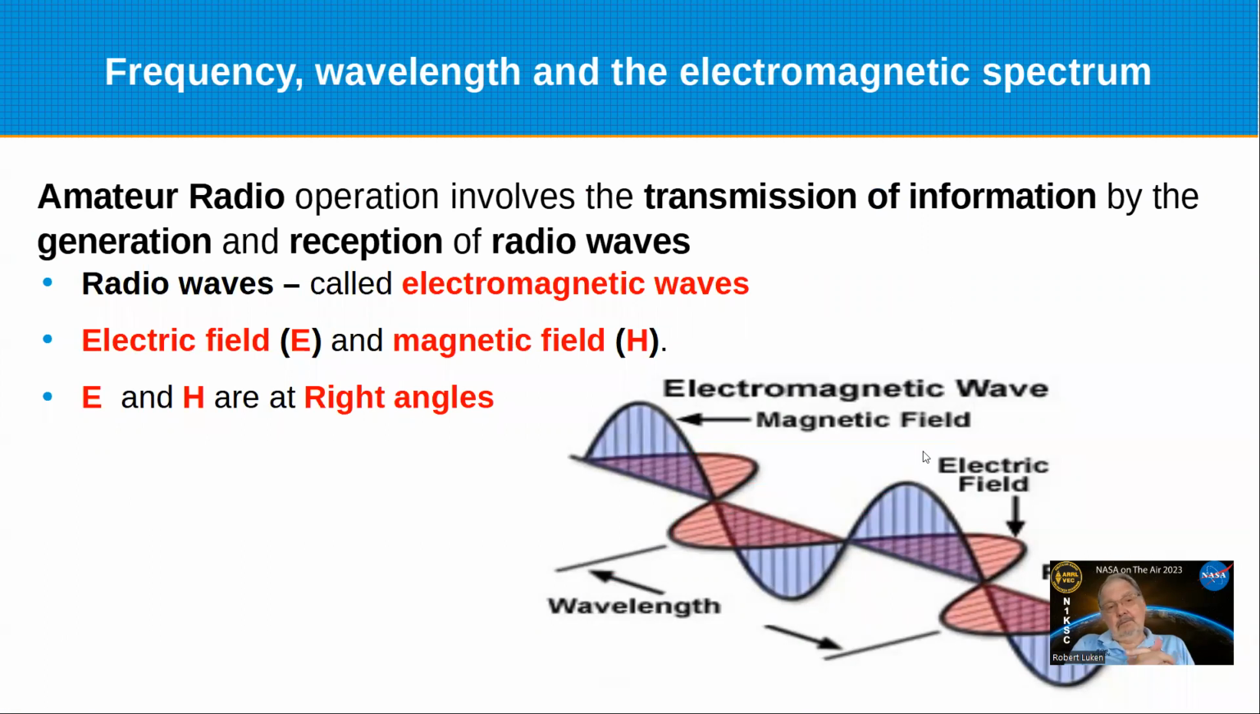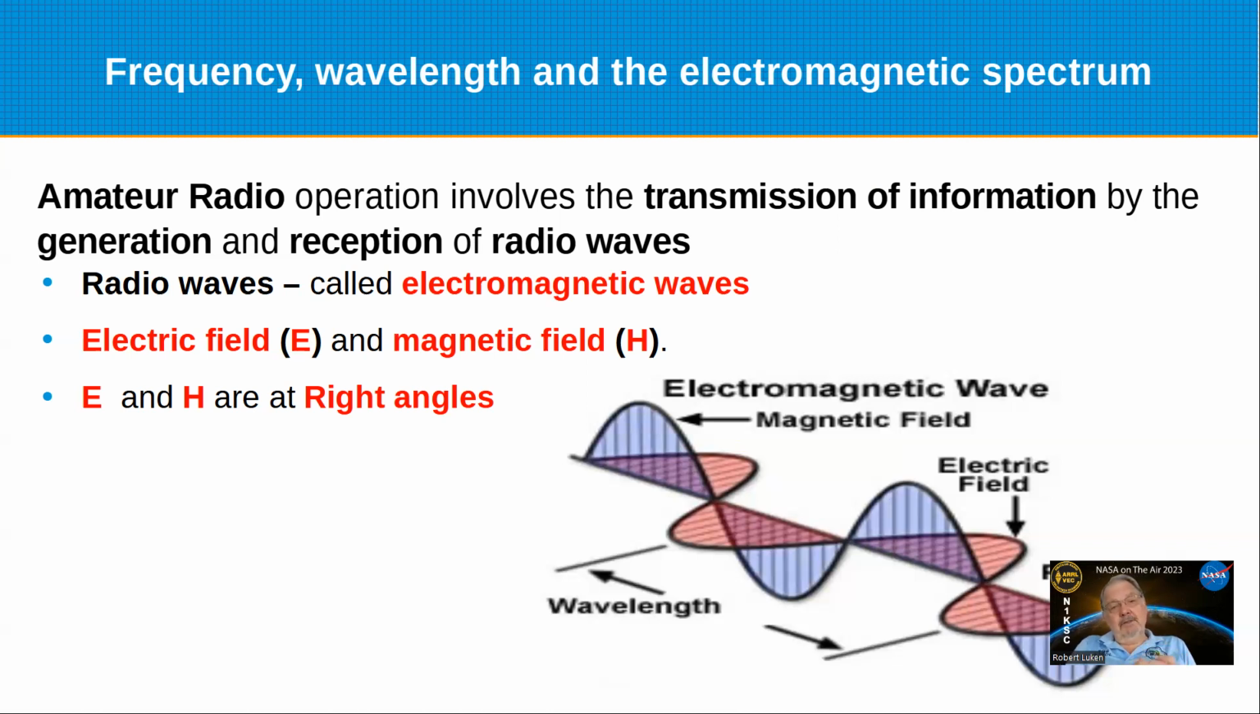Basically, radio involves transmission of information by generating and receiving radio waves with some information on them. CW is the basic example where you turn it on and off. Digital modes do a similar thing, although usually modulated with a tone or multiple tones. And in the voice or audio case, you're using voice audio to modulate it, either AM or FM, or in some cases, phase modulation.